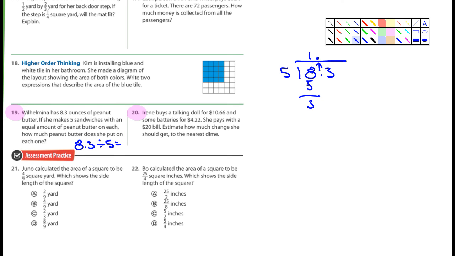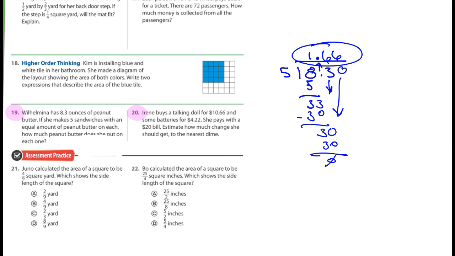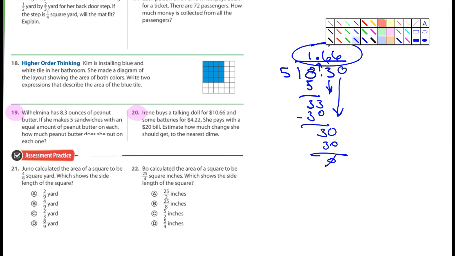So there's 3 left over. Decimal goes straight up. What do we do with the other 3? Bring it down. How many times does 5 go into 33? It goes 6 times, and that's 30, and we subtract. What's left over? 3. There isn't another number to bring down, so you just add a 0. Then 5 goes into 30 how many times? It goes in 6 times evenly, and there's nothing left over. So it's 1.66. That would be the answer to number 19, 1.66 oz for ounces. There's number 19 done for you.